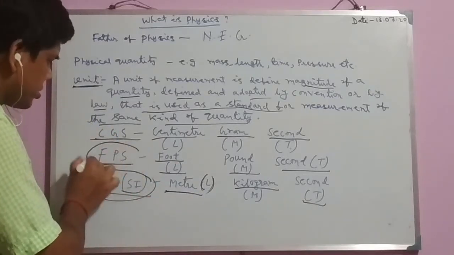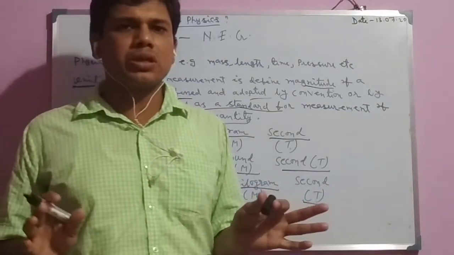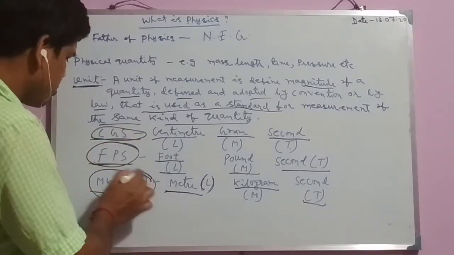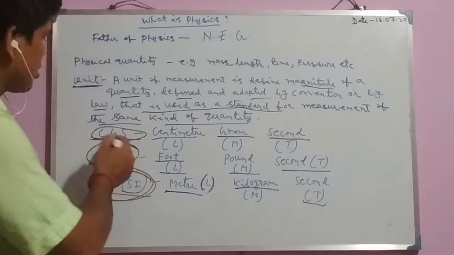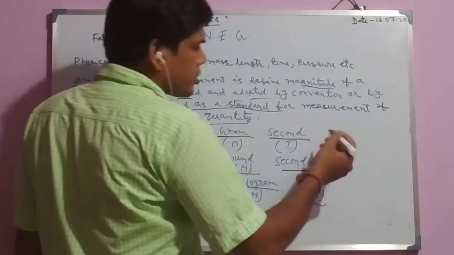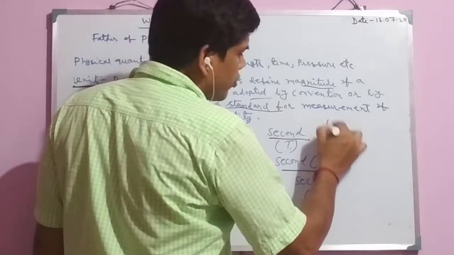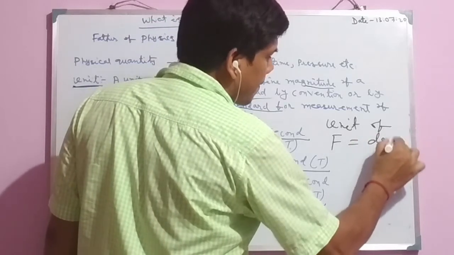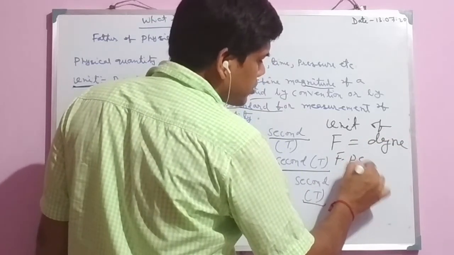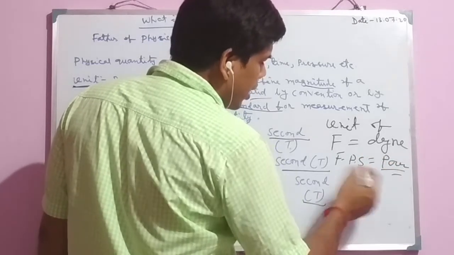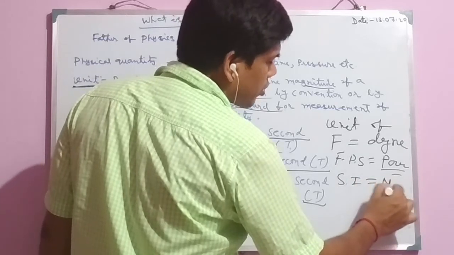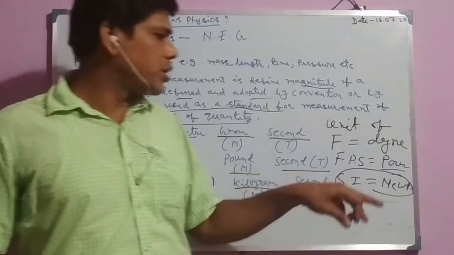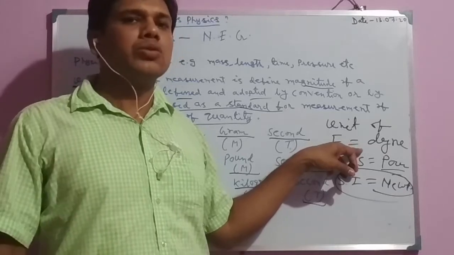Basically, the CGS and FPS systems are almost obsolete. We are not using them presently. They are used sometimes, but most of the time we use the SI system. For example, what is the unit of force? The unit of force in the CGS system is dyne. In the FPS system it is poundal. And in the SI or MKS system it is Newton. So this unit we will use the maximum number of times. Sometimes the other units are also used.